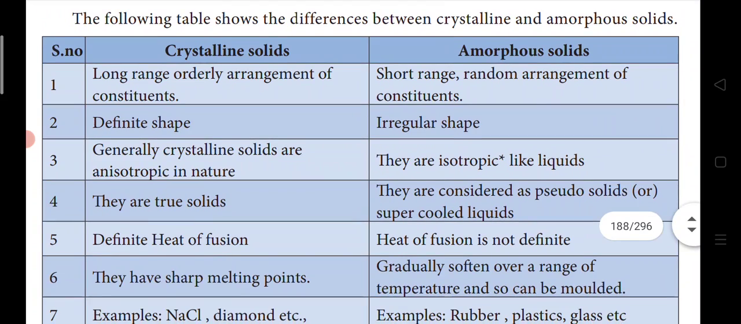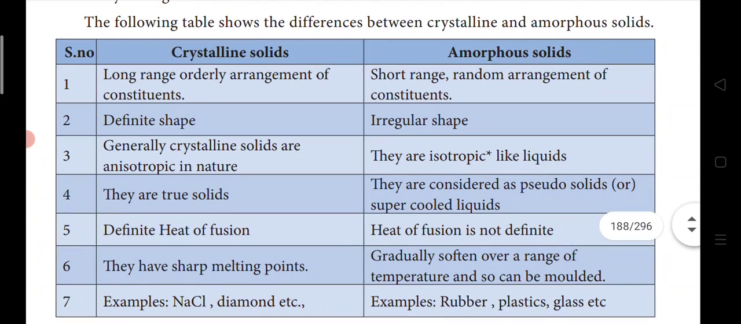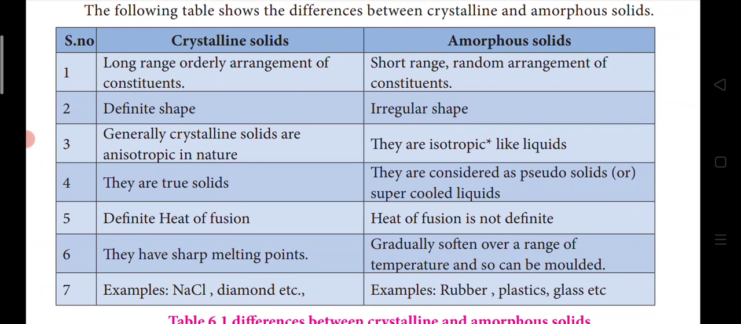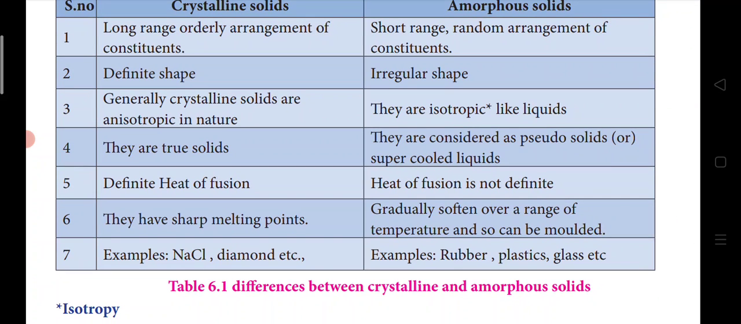So this table was asked in the last midterm, a 5-mark question. So listen, crystalline solid, this could be a book back question. Crystalline solid and amorphous solid: long range orderly arrangement of constituents, which means they are properly arranged; short range, that is random arrangement of constituents. Crystalline solids have a definite shape, and amorphous solids have an irregular shape. Generally, crystalline solids are anisotropic in nature. Amorphous solids are isotropic in nature. We'll see what isotropy and anisotropy are also.